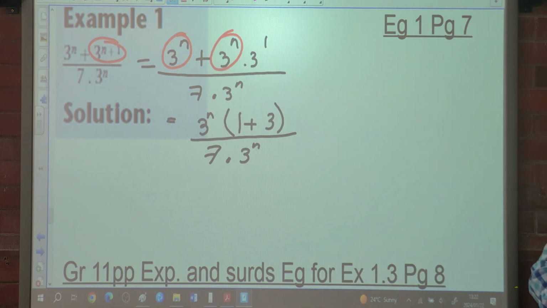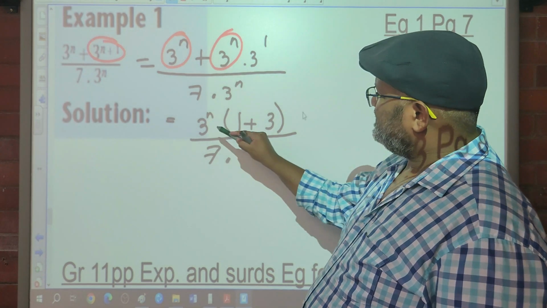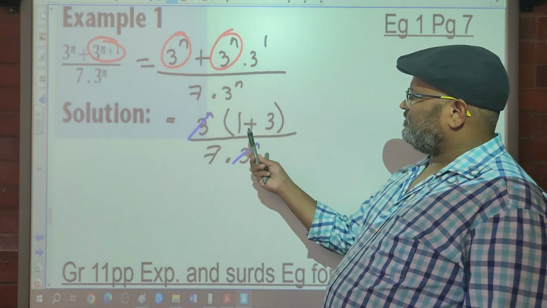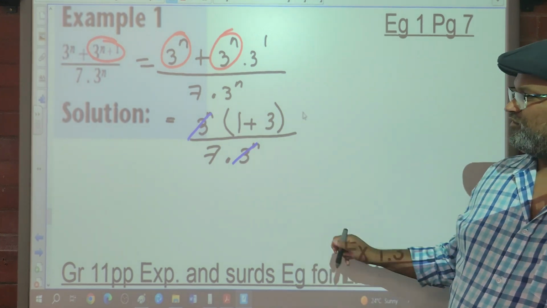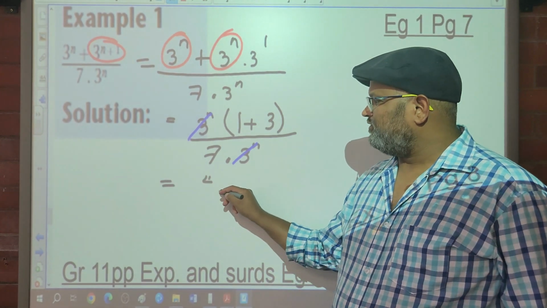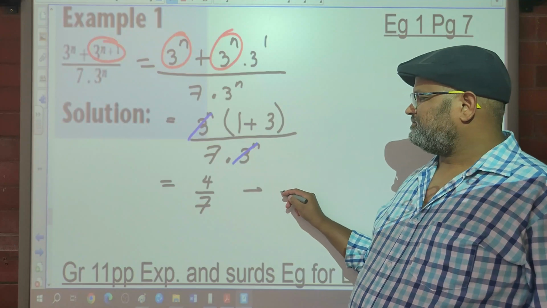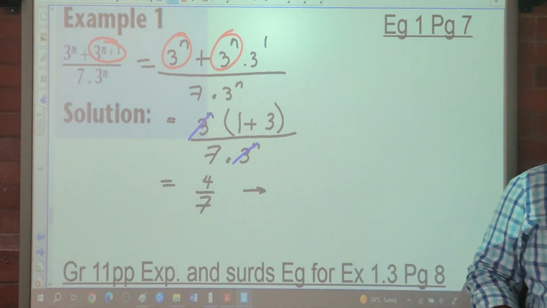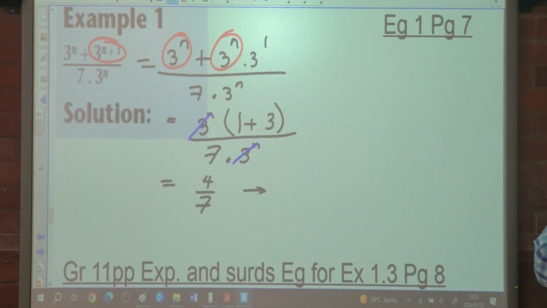Now what do we do? What do we cancel? 3 to the exponent n. So let's cancel that. And what is 1 plus 3? 4. It will be 4 over 7. See any confusion there? Okay, you all understand.